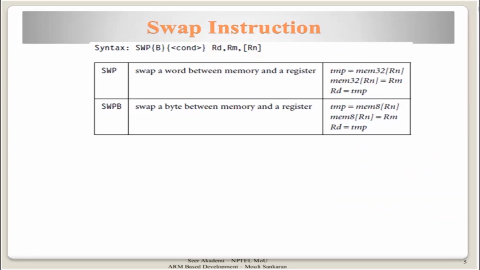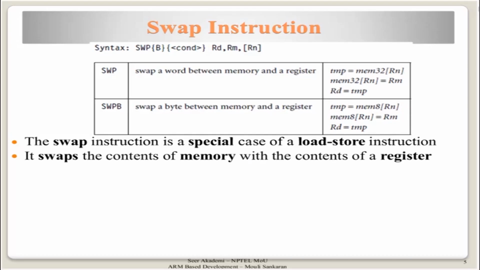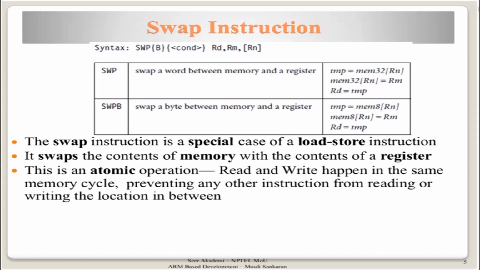Good. Let us see. Now, it's a special case of load store, because it involves one load as well as one store. First the load happens and then the store happens. It swaps the contents of memory with the contents of a register. I explained this already. So what do we call this operation? It's an atomic operation.